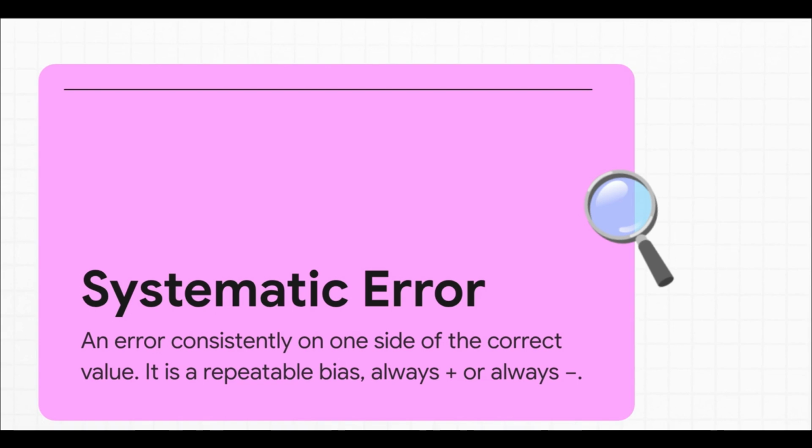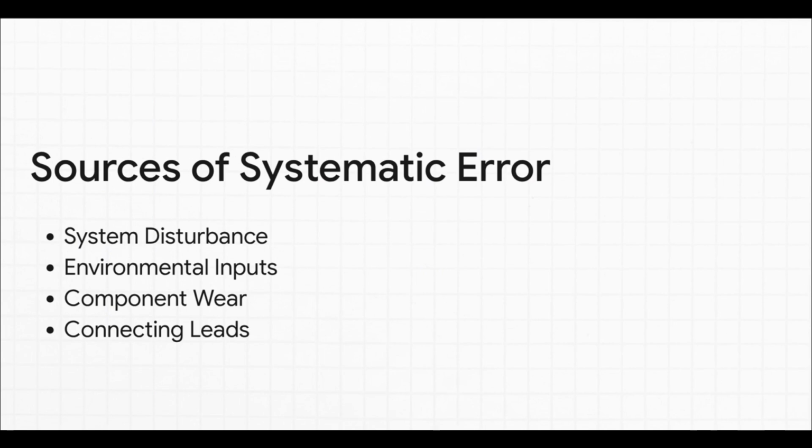They're happening for a reason, right? There's some kind of flaw in your setup, and until you find it and fix it, that error is going to keep showing up. You know that bathroom scale that always reads 5 pounds heavy? Yeah. That's a perfect classic example of a systematic error.